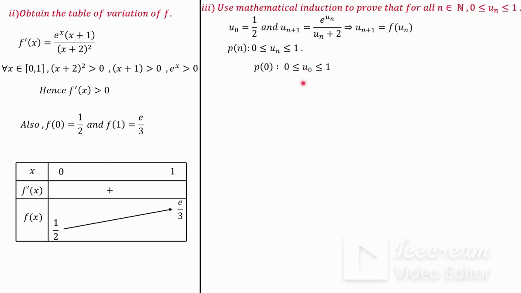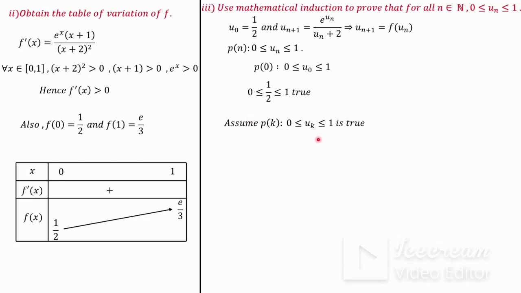We know that u0 is a half. Substituting half for u0, we have 0 less than or equal to a half less than or equal to 1, which is true. Therefore it is true for n equals 0. Let us then assume that our statement is true for n equals k. That is, assume p of k is true.